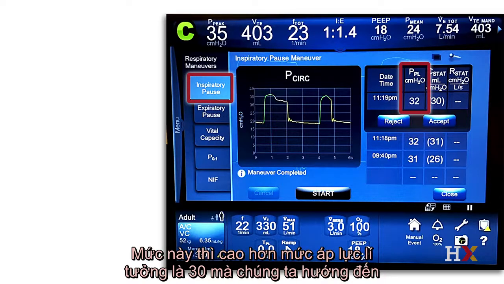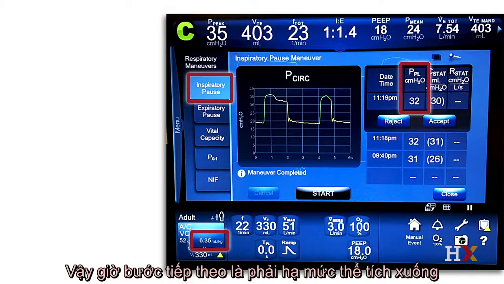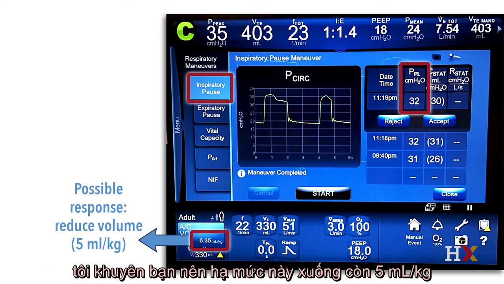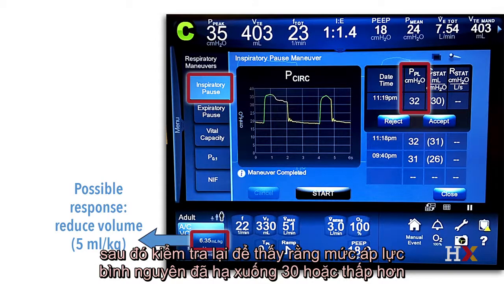This is higher than the ideal pressure of 30 that we're targeting. So the next step is to take this volume down. We know that the patient's set on 6.35 milliliters per kilogram. I would recommend taking this down to 5 milliliters per kilogram, then reassessing to see if we can get that plateau pressure down to 30 or below.